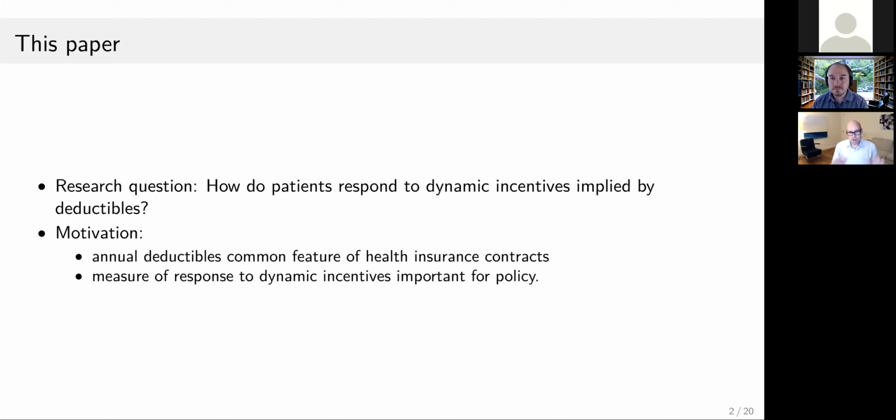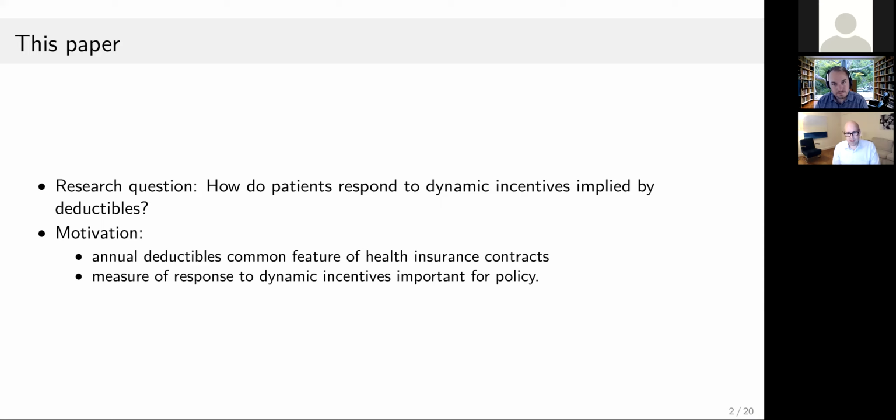Let's first of all bring everybody on the same page. Deductibles, what does that mean? That means, for the first X euros, dollars of healthcare consumption in a year, you pay out of pocket, and then insurance coverage kicks in. What that does is it gives rise to dynamic incentives, and that in turn leads us to the question how patients actually perceive these dynamic incentives.